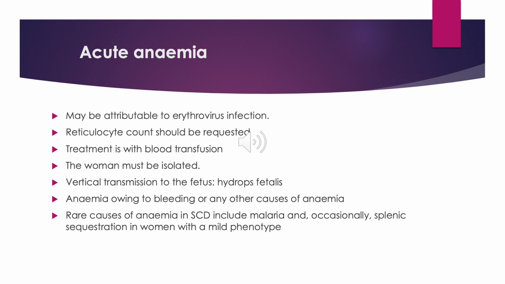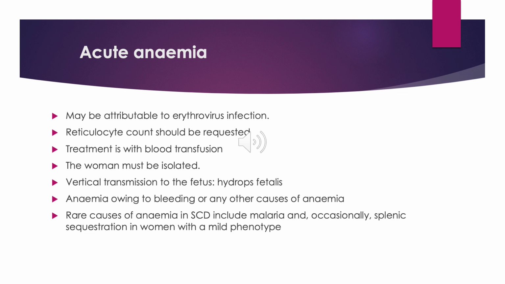Acute anemia, usually due to erythrovirus infection. In this case, erythrovirus serology should be requested. Treatment is with blood transfusion. Women must be isolated. Vertical transmission to the fetus is known, and this can lead to hydrops fetalis. That's why the fetus will require ultrasound assessment.